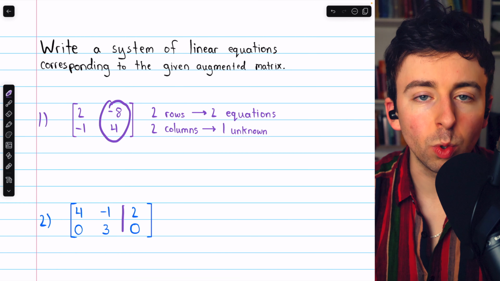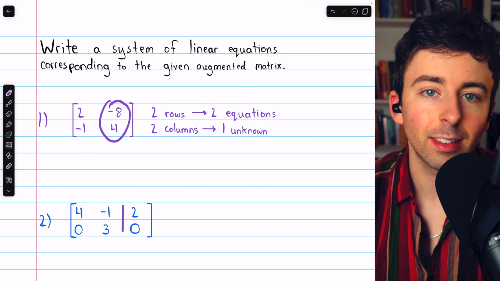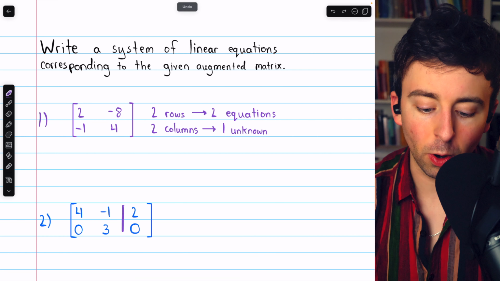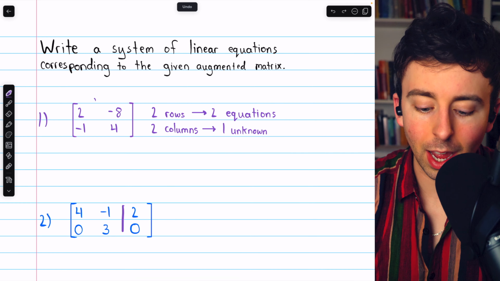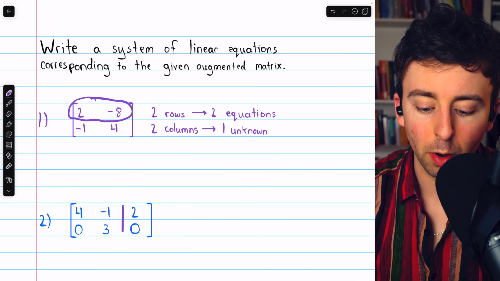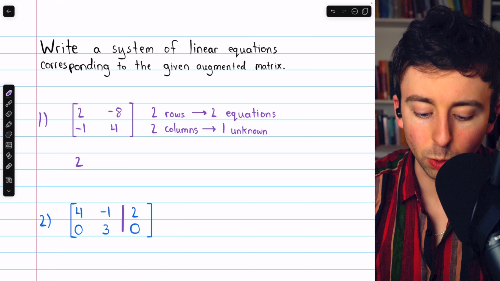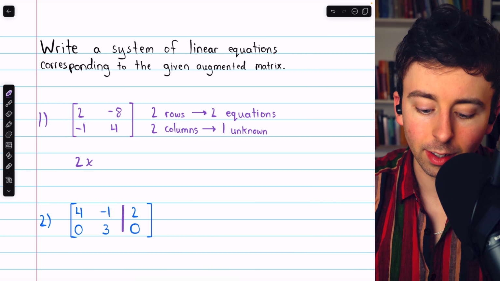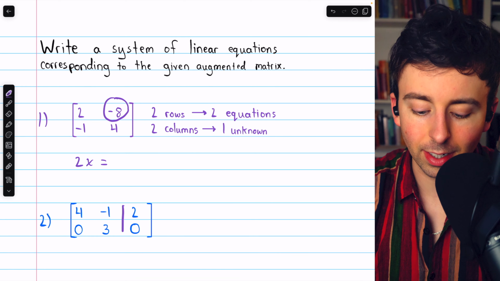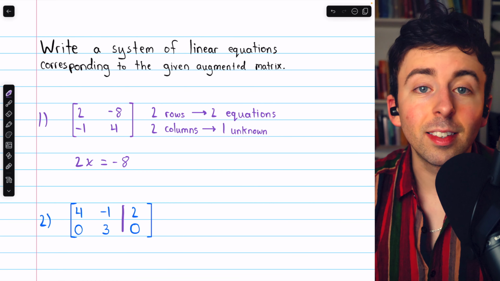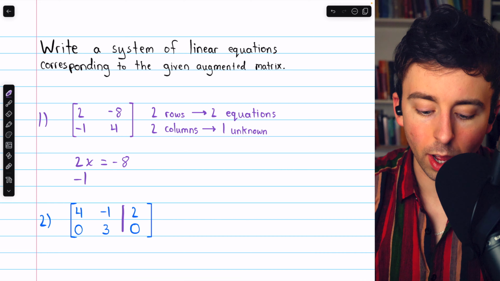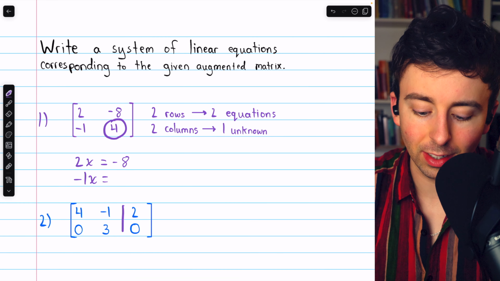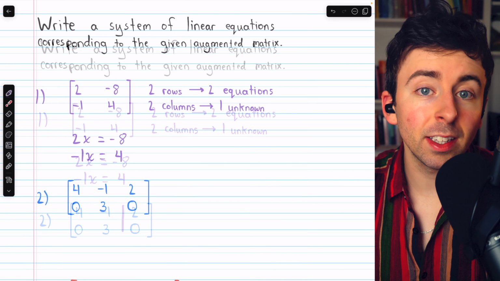The last column, as we've said, corresponds to the constants on the right side of the equation, so it's just this column here, which tells us the coefficients. So then, the first equation, which comes from our first row, is 2 times our unknown x equals that constant of -8. The second equation, which comes from our second row, is -1 times the unknown of x equals that constant on the right, which is 4. And it's really that easy.